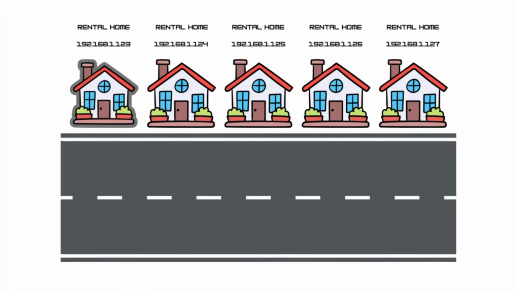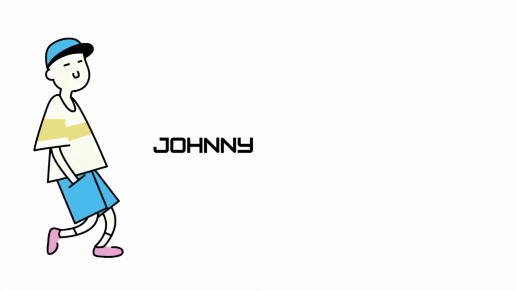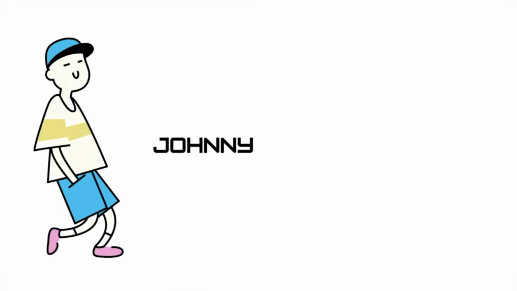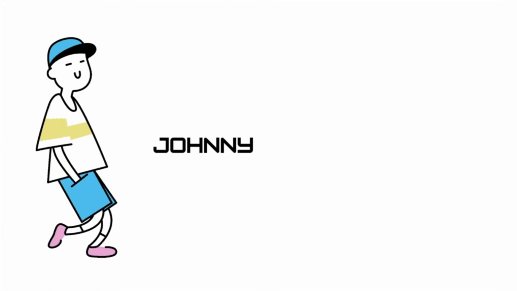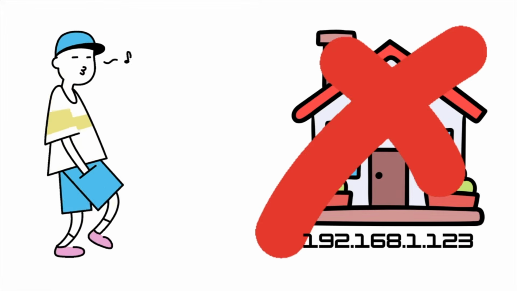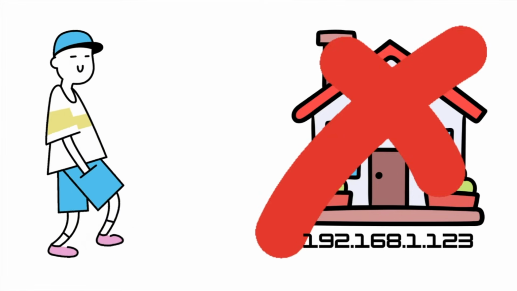He moves into the first house where Johnny used to live. So he's living in there, and now Johnny is coming back and he needs his house. Well, the problem is because Johnny was renting the house, he now has to rent a different house with a different number. So 192.168.1.123 is no longer available because Frankie lives in that house now.